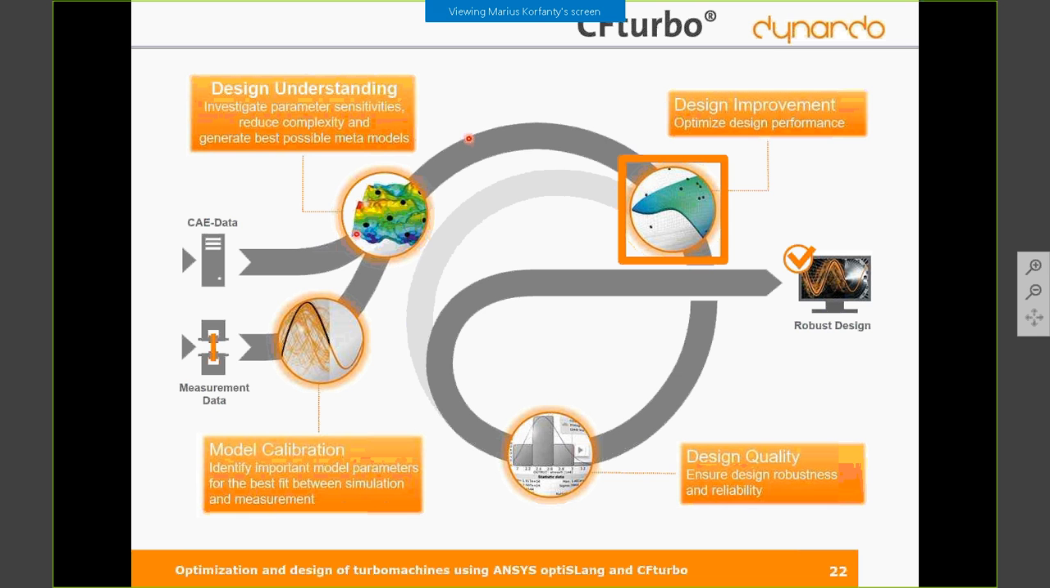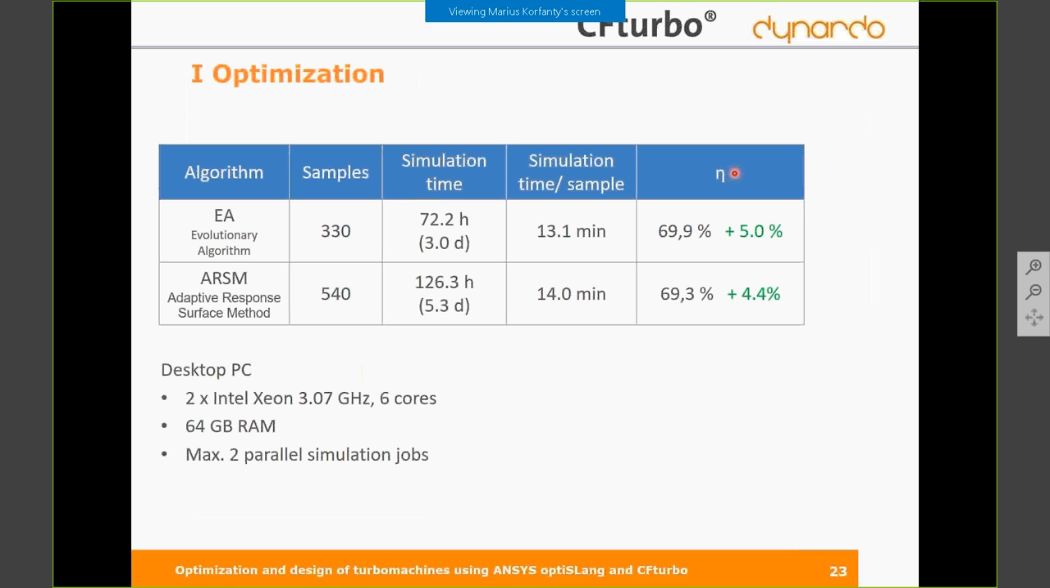The next step in our optimization cycle is to make the optimization itself. Thus, the COP for efficiency was quite low. We decided to perform a direct optimization, but with the reduced number of parameters. For both optimization methods, the EA and the adaptive response surface method, we gain about 5% in efficiency. The EA took about 3 days, the adaptive response surface method about 5 days.